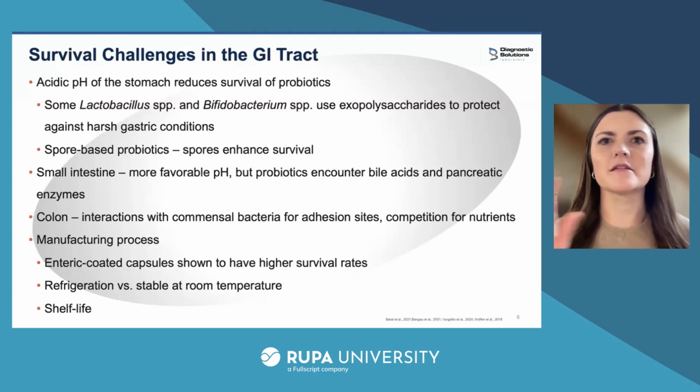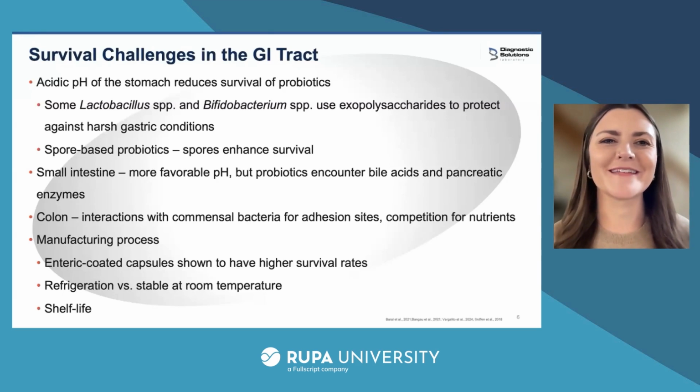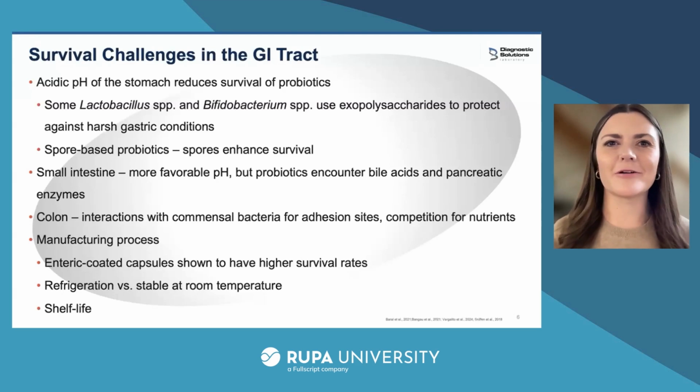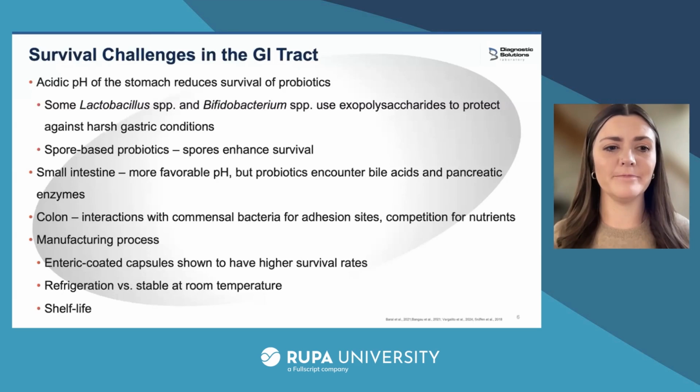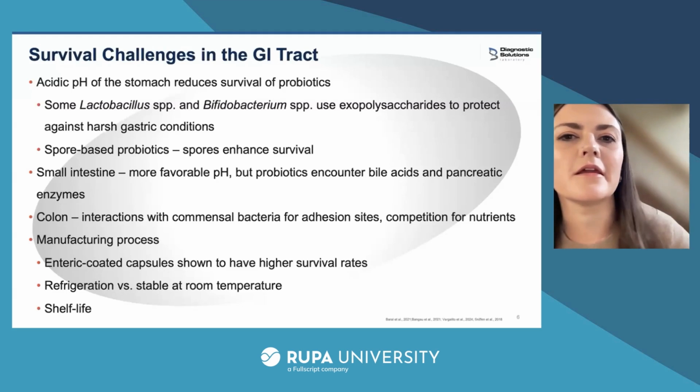Speaking of the small intestine, once probiotics make it through that acidic pH of the stomach, they do encounter a more favorable pH in the small intestine. But then they have to encounter bile acids and pancreatic enzymes, which again can impact their cell structure. Once they reach the colon, this is where the majority of our commensal microbiome is housed. They have to contend with those commensal bacteria for adhesion sites. They compete for nutrients. So, a lot goes into being able to survive and persist within the GI tract.